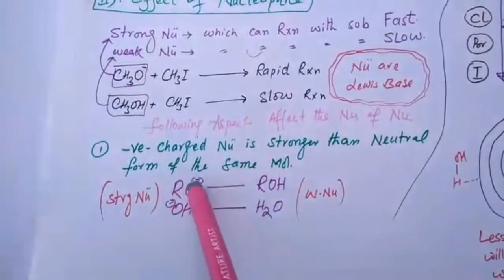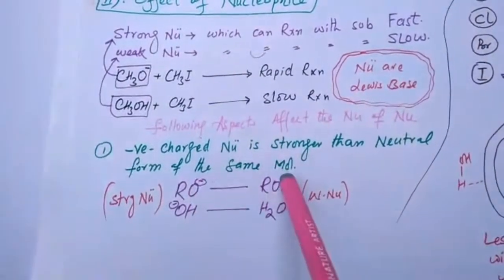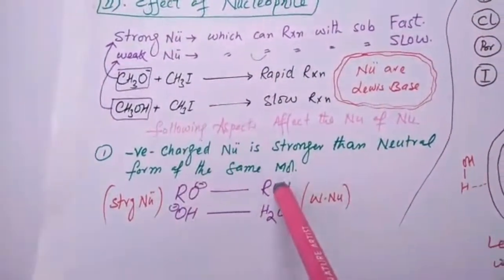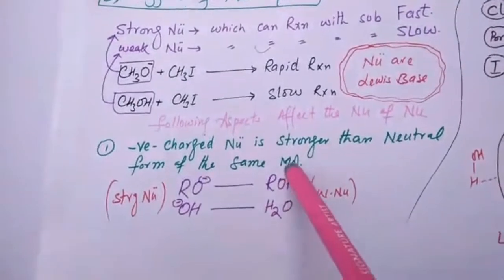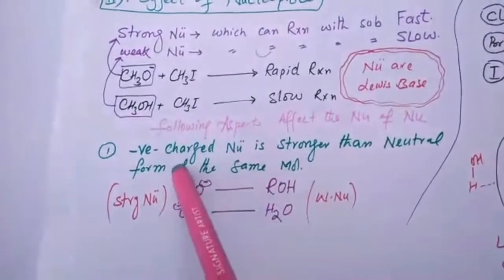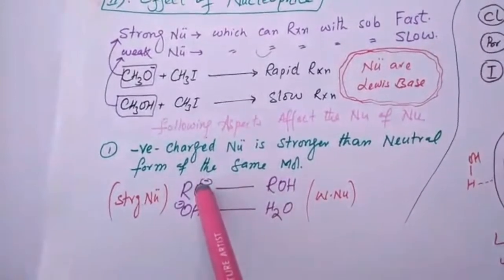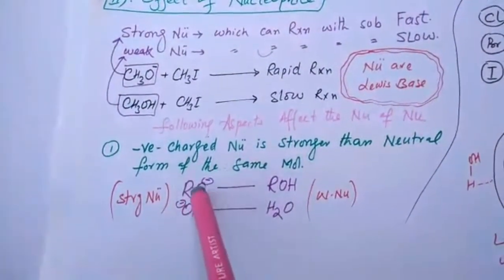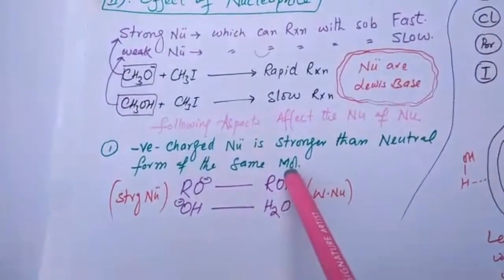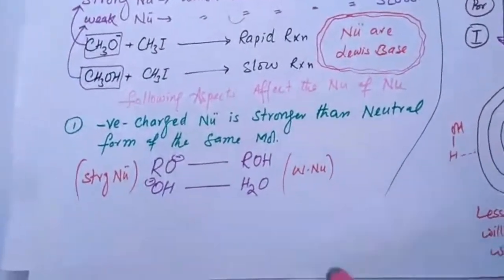For example, this is alkoxide and this is alcohol. This one is the stronger nucleophile, this one is the weaker nucleophile, because this is charged, unstable, highly reactive. This has no charge, neutral, with low energy and less reactive. So in this case the reaction is slow, and in this case the reaction is fast. Although both are nucleophiles, if there is a charge, the charged nucleophile is highly reactive, a good nucleophile. If it is neutral, it is not a good nucleophile and is less reactive. Same as hydroxide and water.